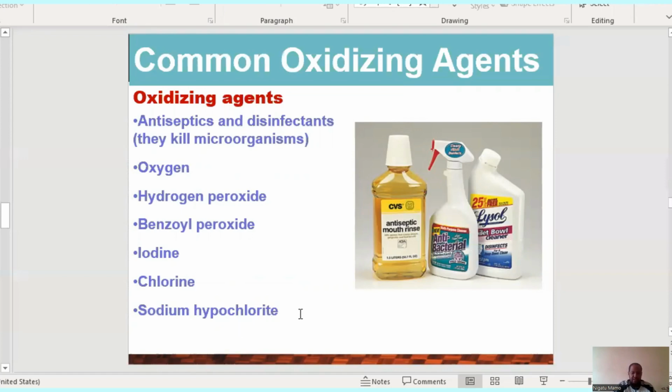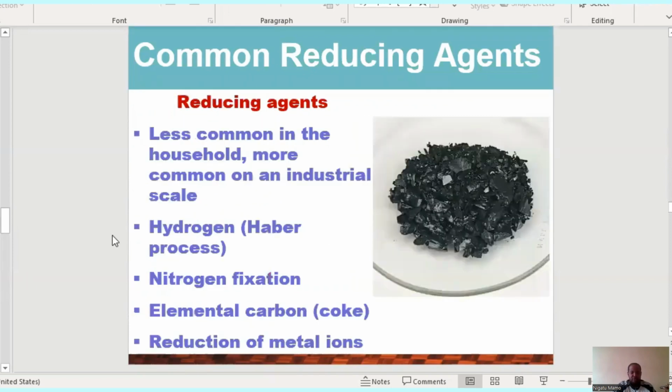This is the chemical that we use to treat water. Okay, sodium hypochlorite, usually commonly called what? Chlorine in tap water. Okay, all these are what? Oxidizing agents. Common reducing agents are less common in the household, more common on an industrial scale.